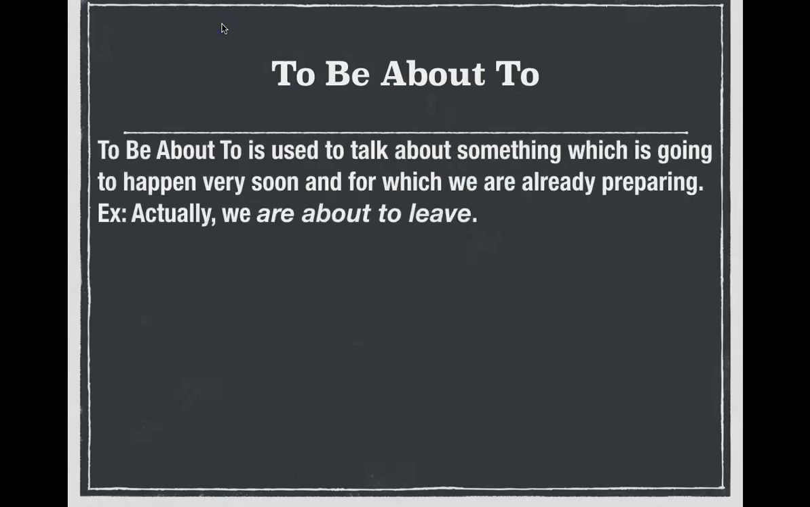Okay, let's talk about to be about to. To be about to is used to talk about something which is going to happen very soon and for which we are already preparing. The example is, actually, we are about to leave, which means that we are leaving in a moment. It's an action that is going to happen very, very soon, and we are ready to leave.